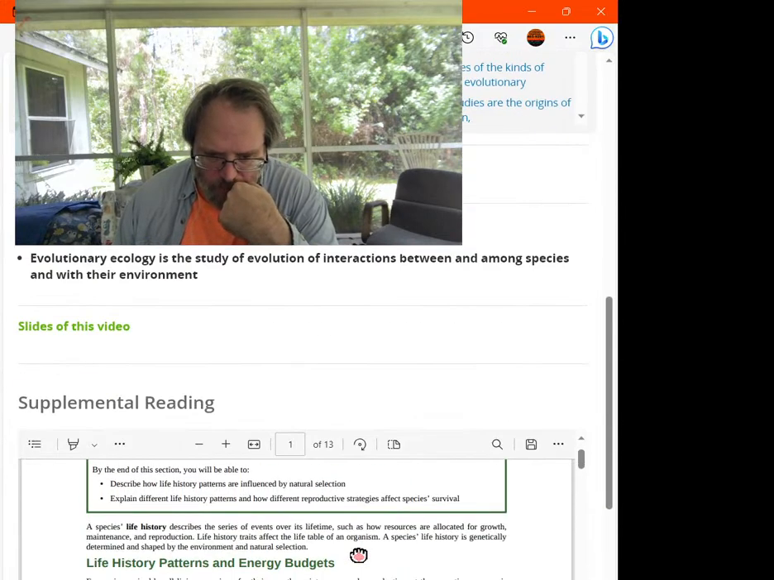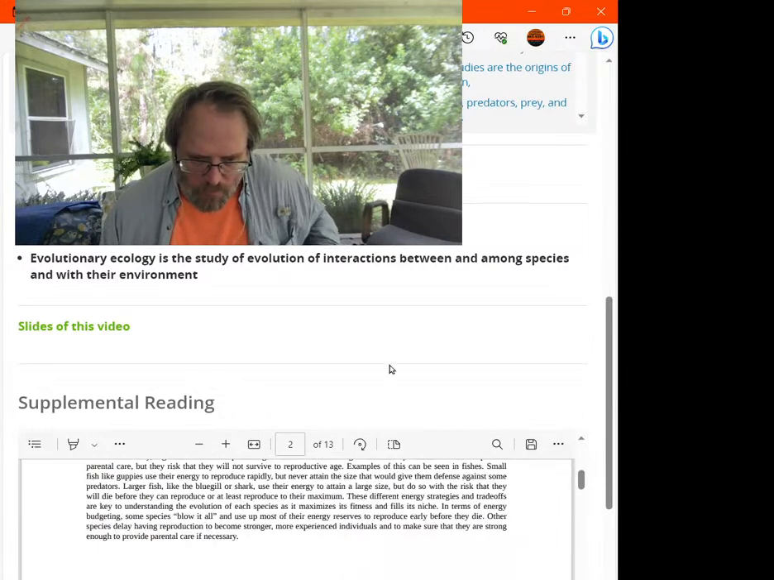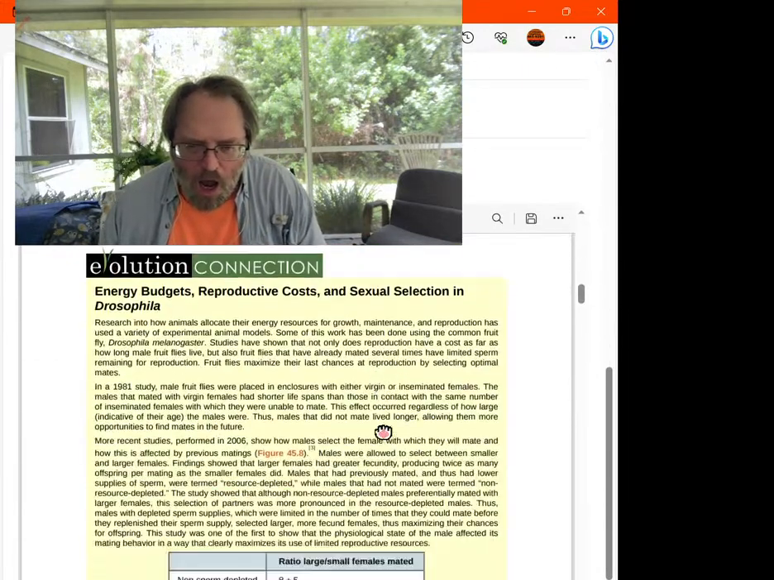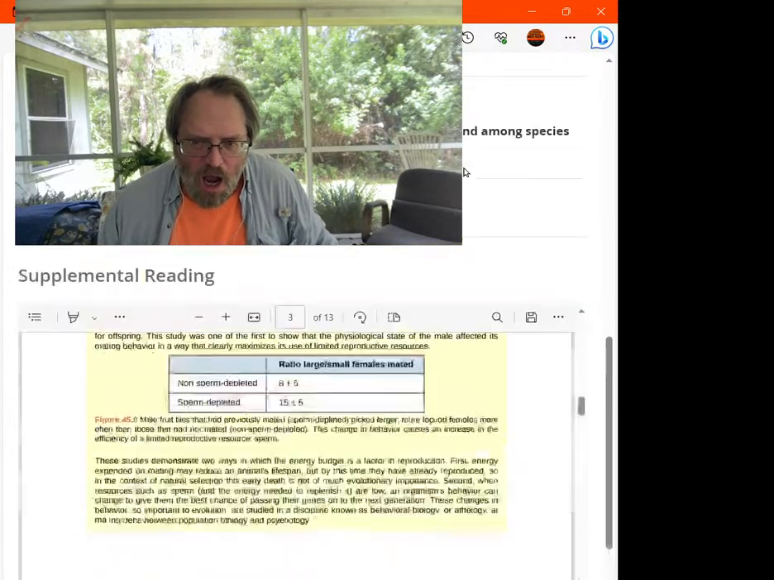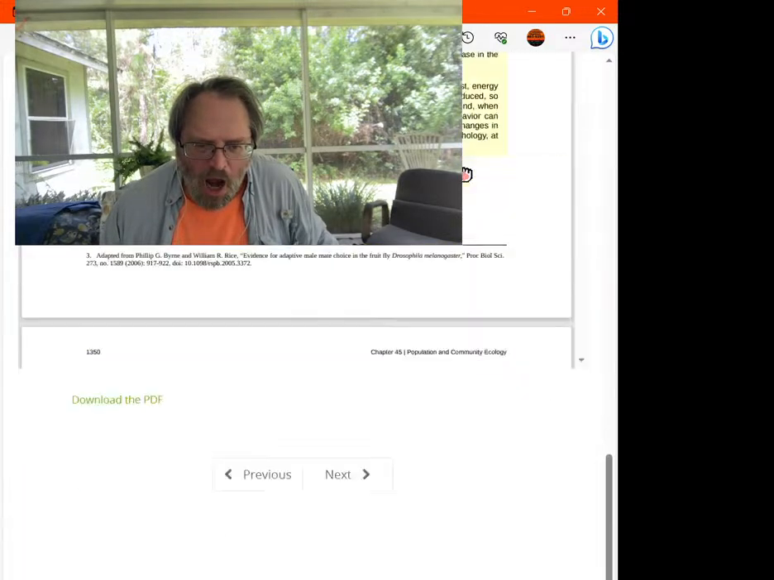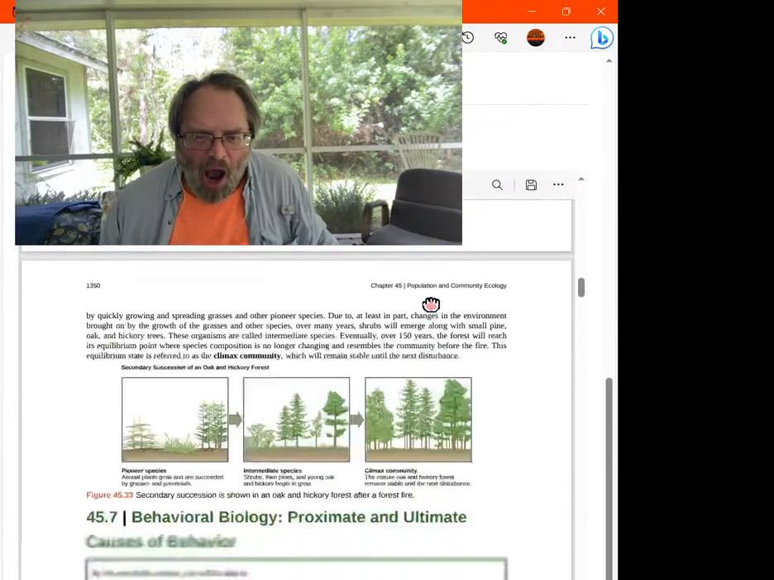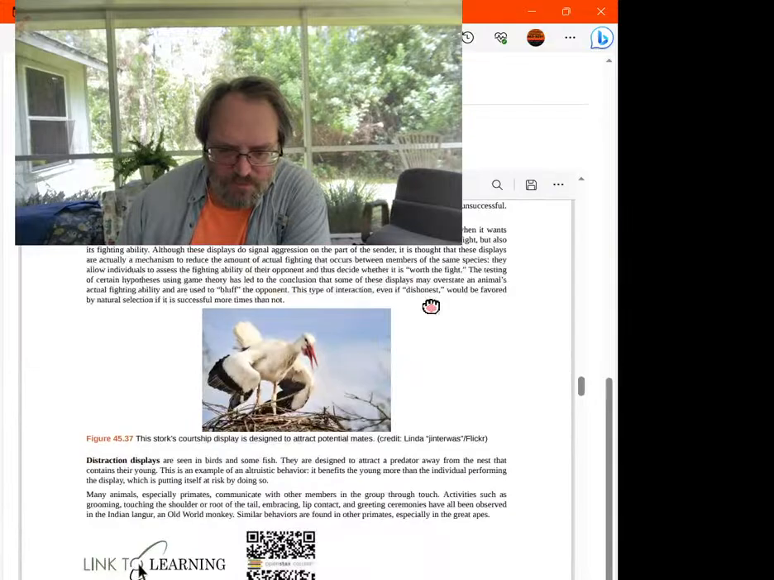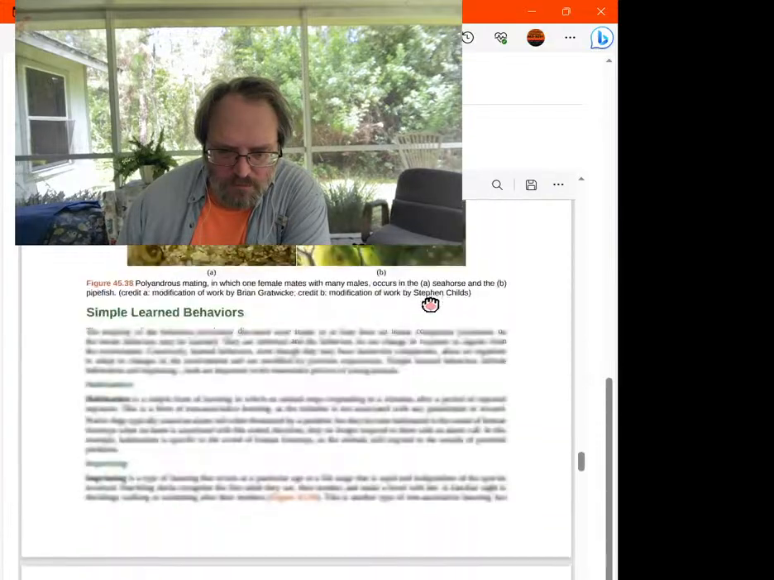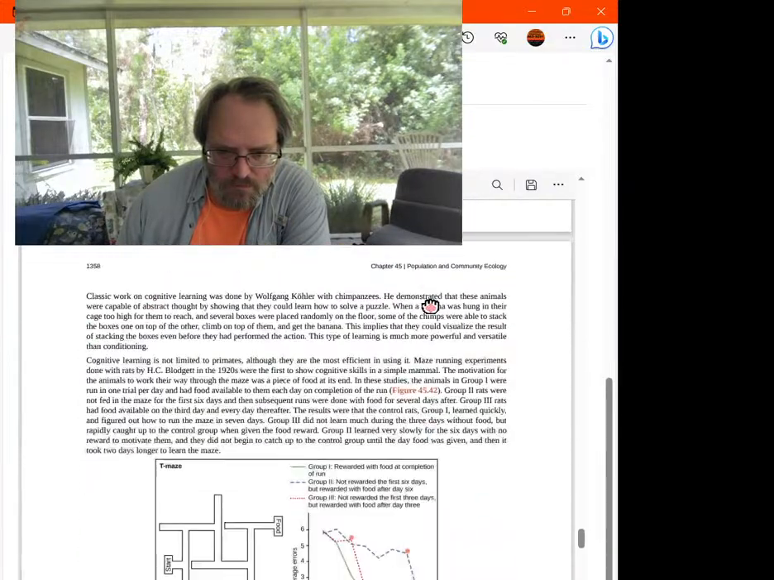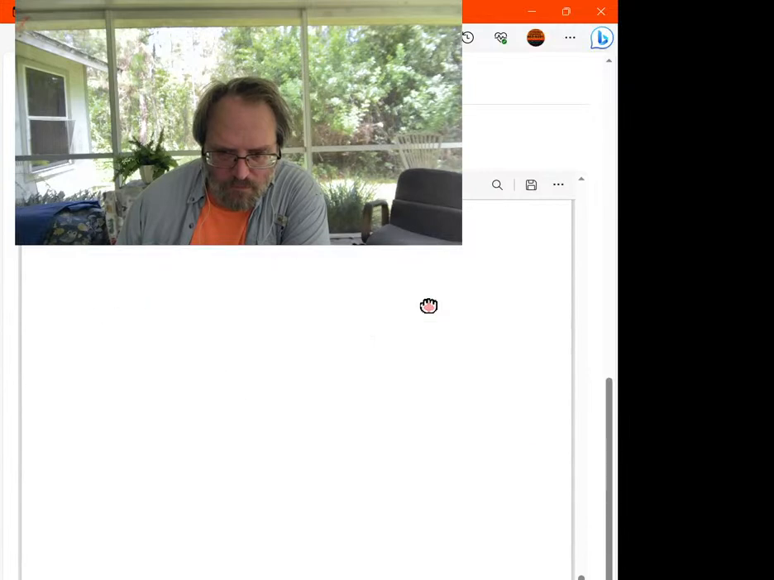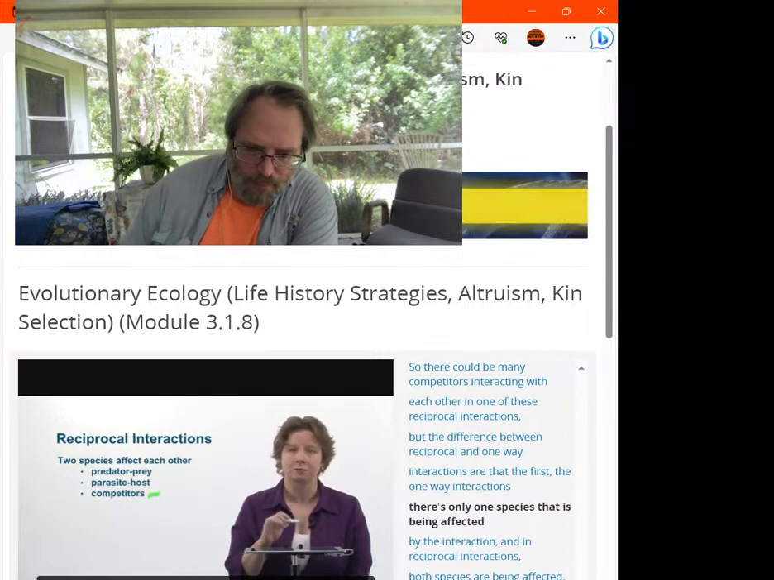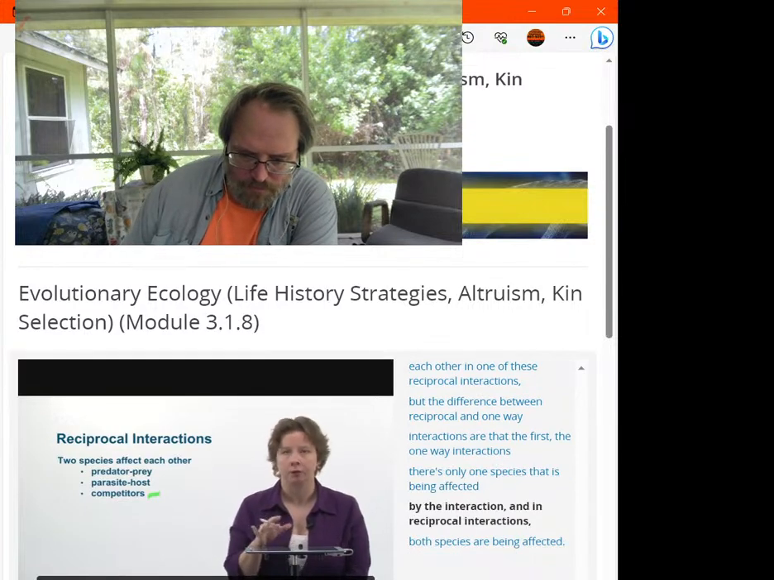This unit is about evolutionary ecology, and that's the study of the evolution of interactions between and among species and with their environment. Examples of the kinds of things that evolutionary ecology studies are the origins of competition, mutualism, predators, prey, and pathogens. One example is research on the origins of the mutualism between termites and their protozoan gut symbionts. There are two types of interactions that are studied with evolutionary ecology. In one, only one species is being affected by the interaction; in the other, both species are being affected.